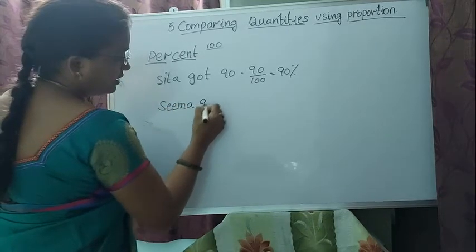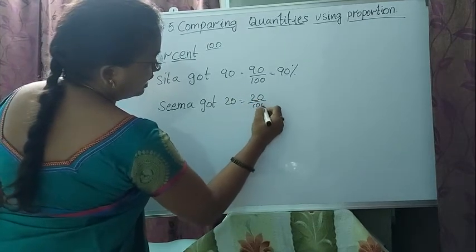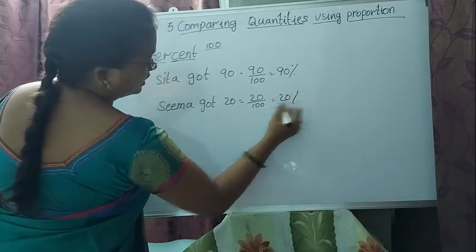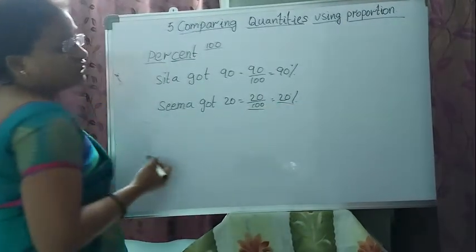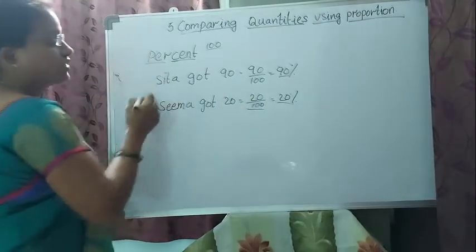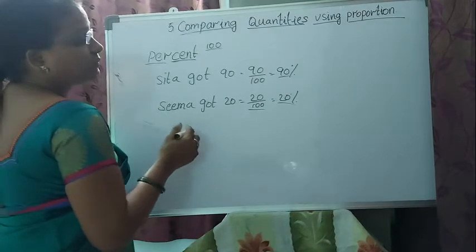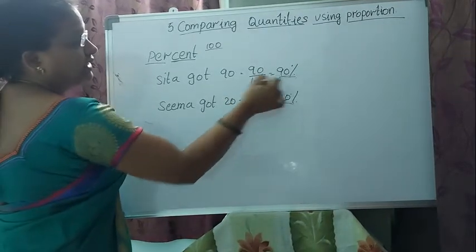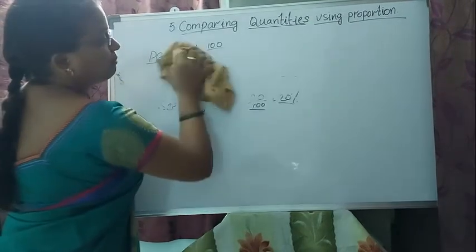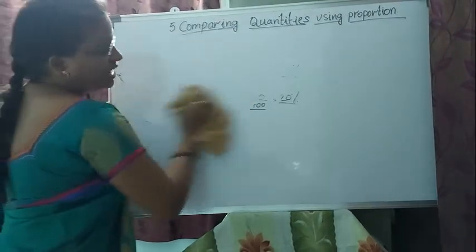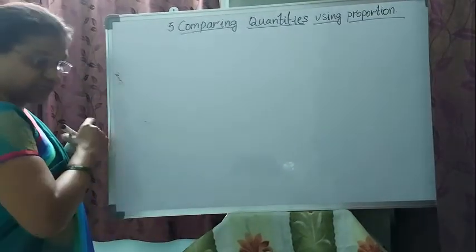Seema got only 20 marks. That is 20%, 20 by 100. Out of 100 she got only 20, so 20% of marks she got. Here 90% of marks Sita got. In this way also we can compare the two things. Here 20%, and here 90%. Percent means for 100. We are comparing the two things for 100. Next one, we'll come to the exercise.